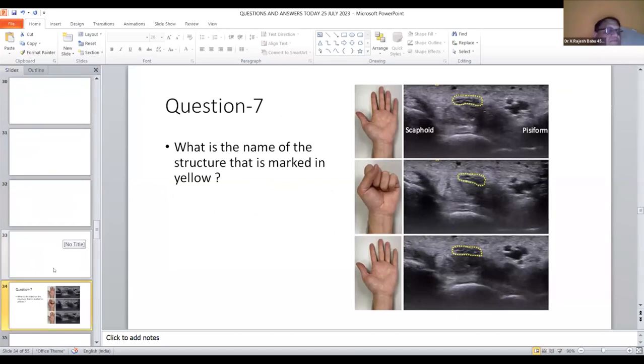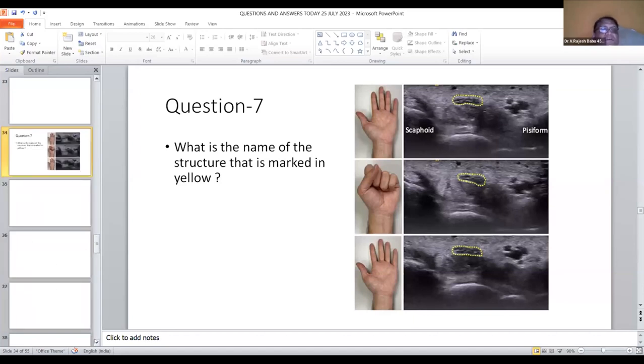And the seventh question is, what is the name of the structure which is marked in yellow? The response is median nerve, and the first responder was Pranshu Mehta. Pranshu Mehta is available? Yes, sir. From Meenakshi Mission Hospital, Madurai, sir. Congratulations. Thank you, sir.